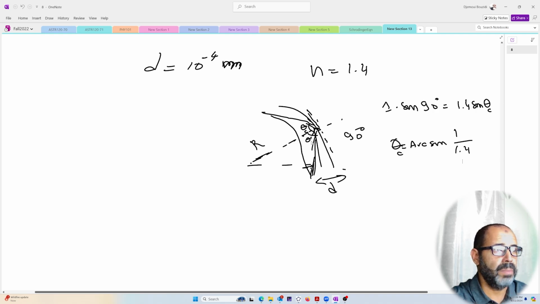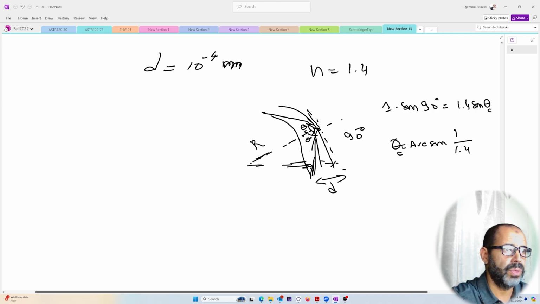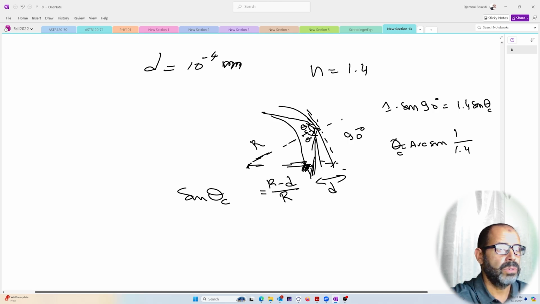Now from this geometry you can find what that angle is too. The sine of theta prime is equal to the opposite, which is r minus d, this distance from here to here, over the hypotenuse, which is r. So this is actually equal to the same thing, sine of theta c. Sine of theta c on one side is equal to 1 over 1.4, and the other side is equal to r minus d over r. From here we can solve for r.